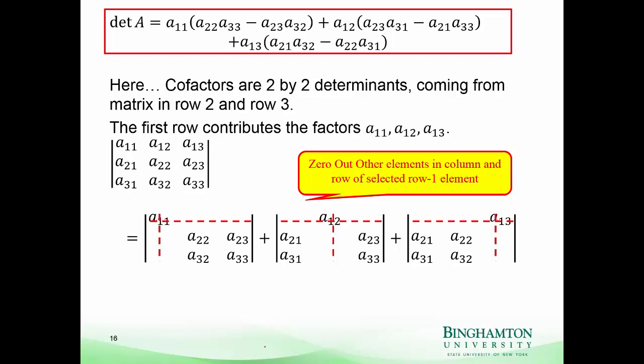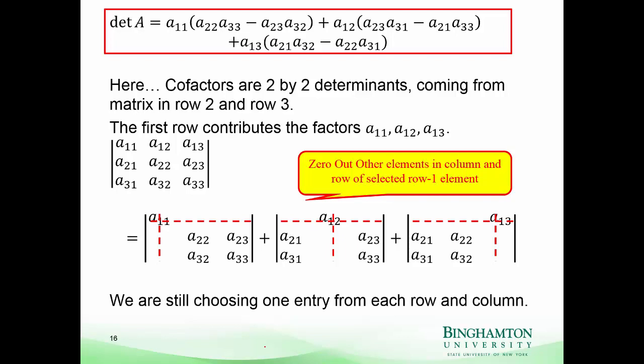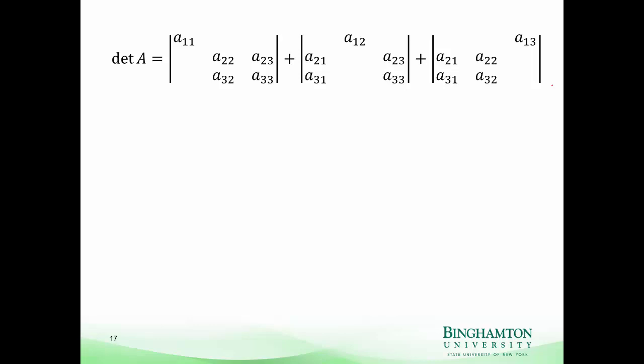That's what we're effectively doing theoretically. And if you look carefully at this, you don't really have to, but you should be able to see that we're really still choosing one entry from each row. And we can see that that's true because it ties back to our previous result. But here's what we really do.